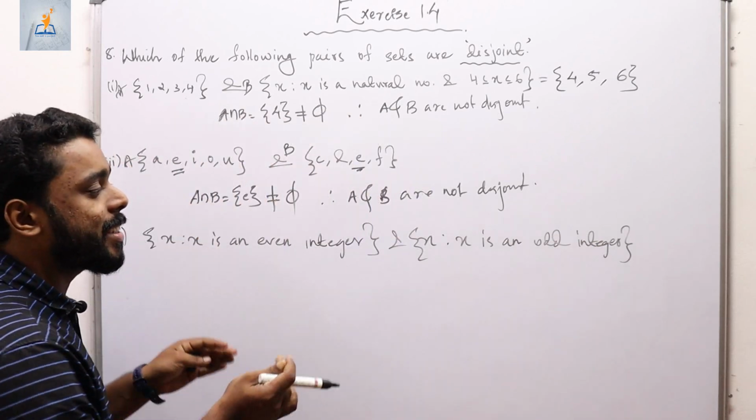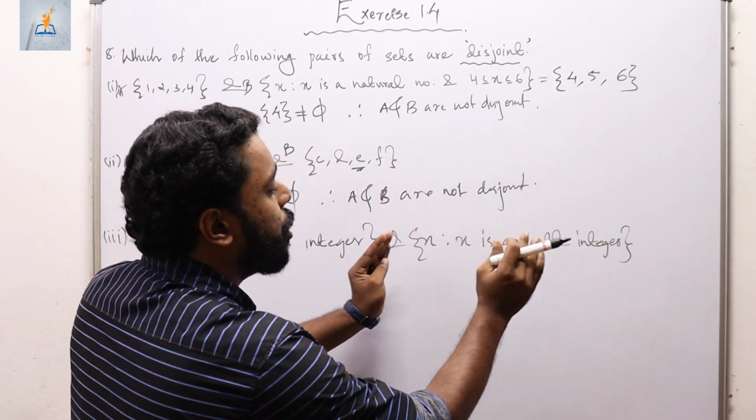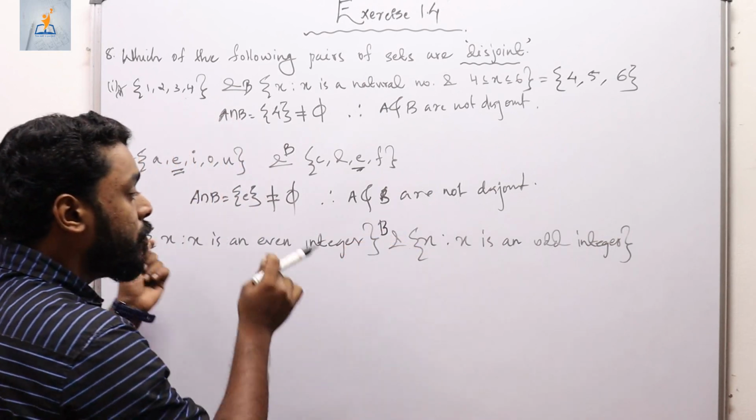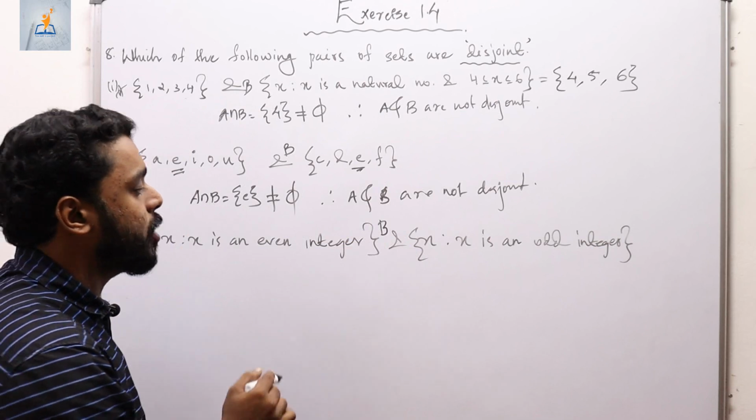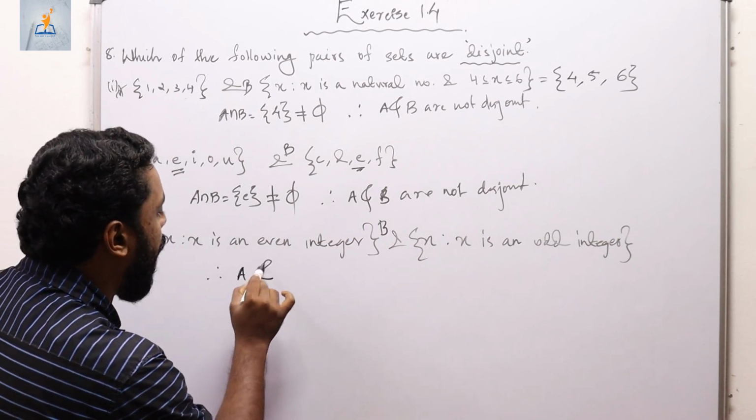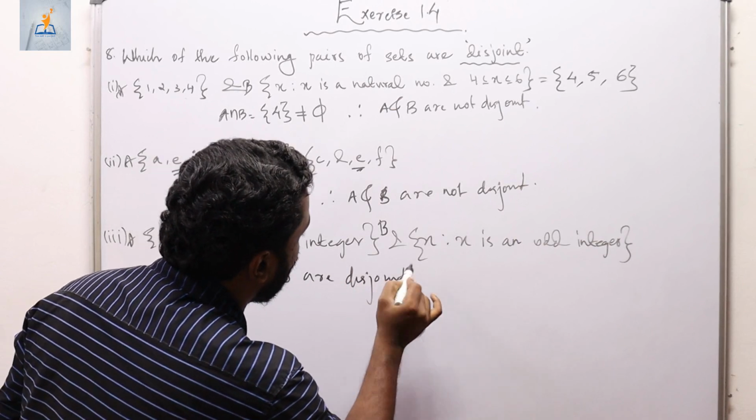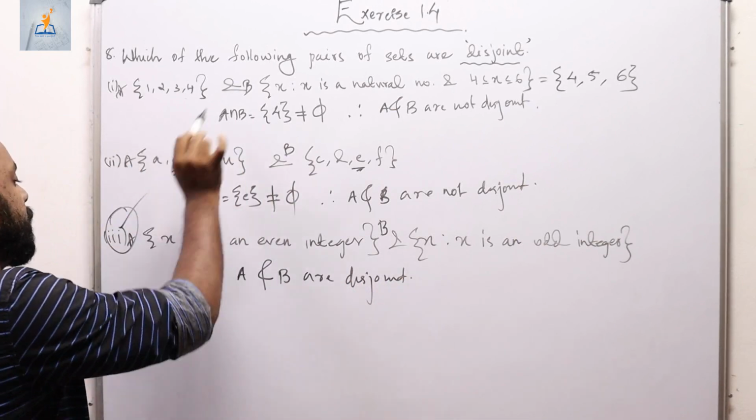Then it is clear that there is no element common to both A and B, since there is no number which is both even and odd. Therefore, A and B are disjoint. So the only disjoint pair here is the third one.